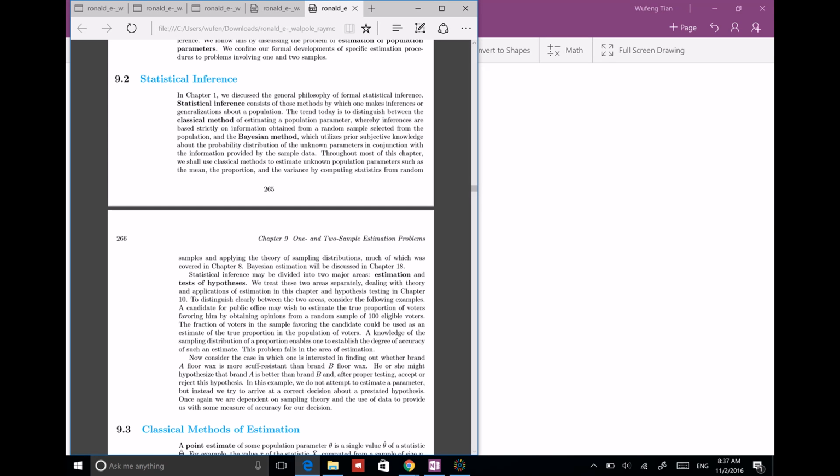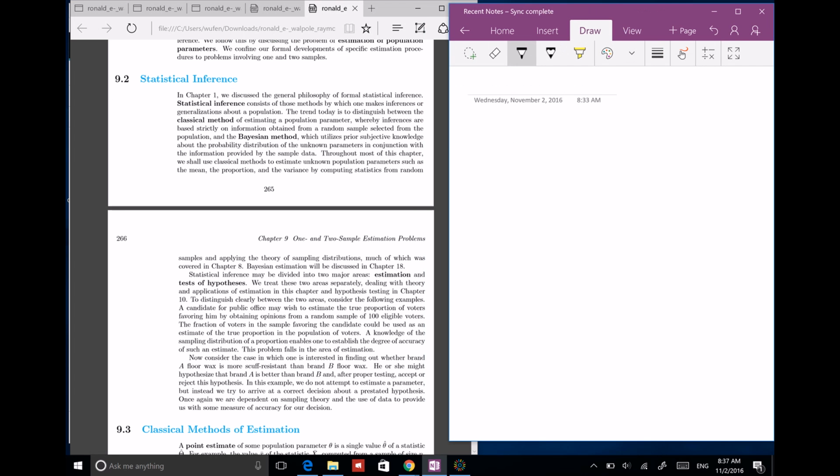First, let's look at section 9.2. You can read this by yourself. Statistical inference may be divided into two major areas. First one is estimation, which we're going to do in this chapter. And the second one is test of a hypothesis, which we're going to do in the next chapters. So first is estimation, then hypothesis test.